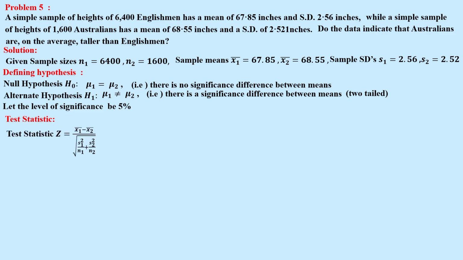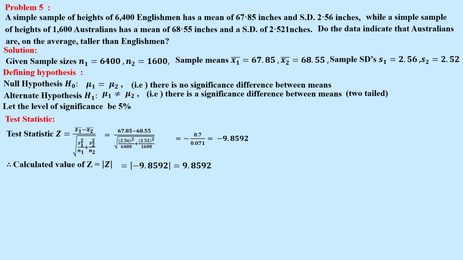Test statistic z is equal to x1 bar minus x2 bar by root of s1 square by n1 plus s2 square by n2. That is equal to 67.85 minus 68.55 by root of 2.56 square by 6400 plus 2.52 square by 1600. So after simplification you will get minus 9.8592. So calculated value is the modulus value, that is 9.85, taking the positive value only, right? 9.8592. Tabulated value at 5% level is 1.96.